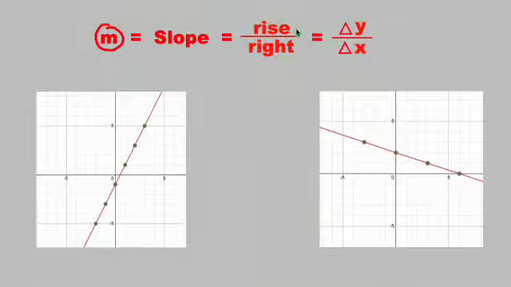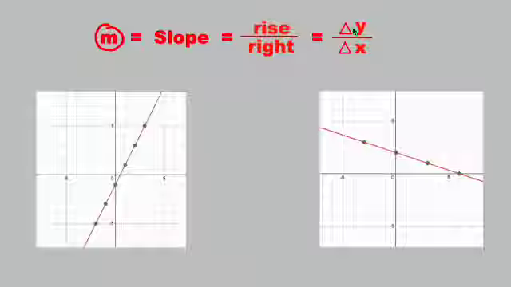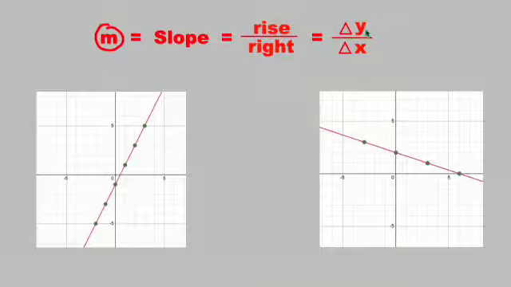I'm going to talk a minute about rise and run, and this is called delta, by the way. Delta is a Greek letter meaning change, so it's also the change in y over the change in x.